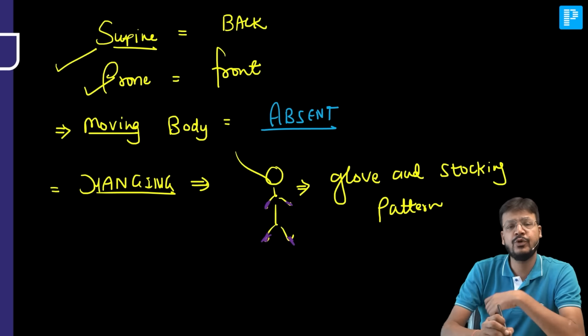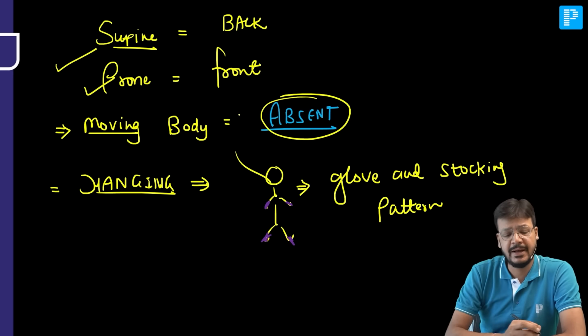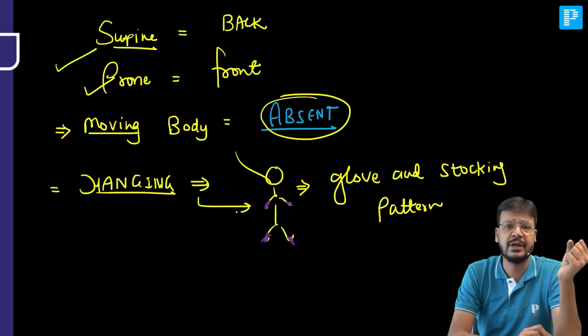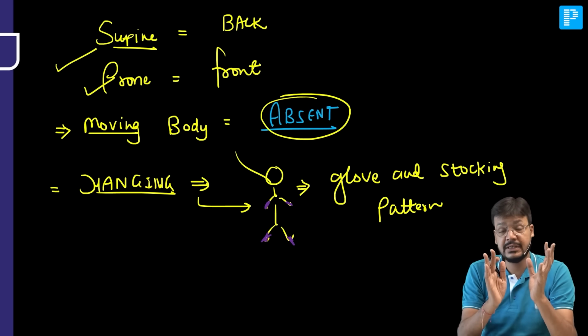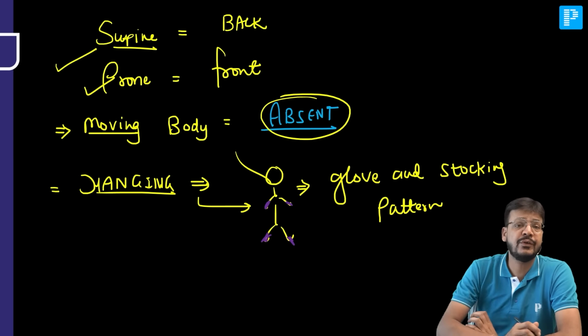If the body is in prone position, the staining will be seen in front. In a moving body, the staining will be absent. And in a hanging body, it is seen in a glove and stocking pattern. So this is a very, very important part. It decides the time since death and position of the death.